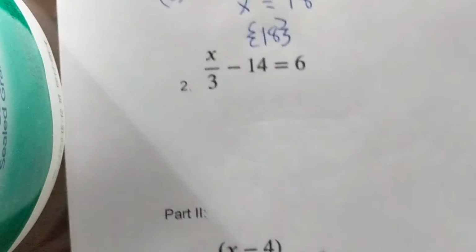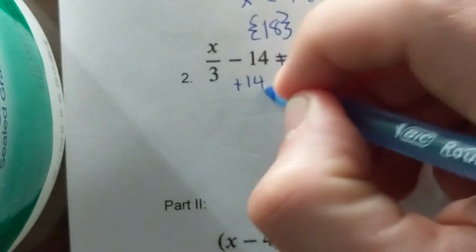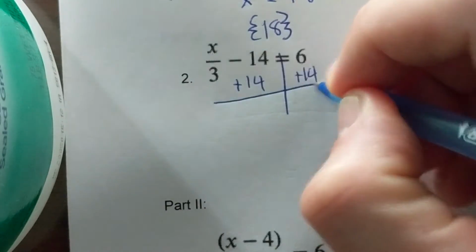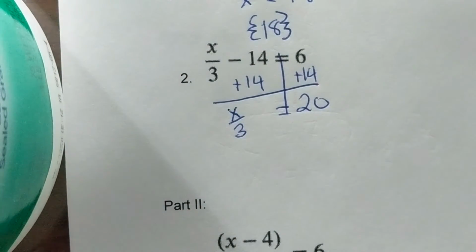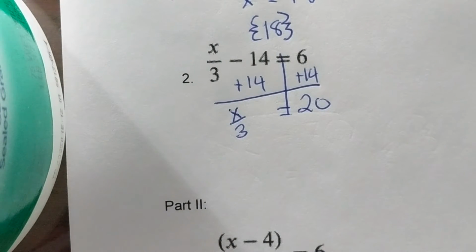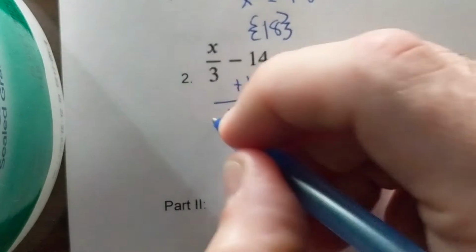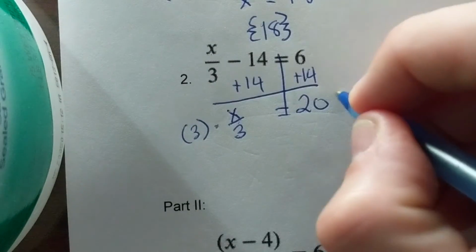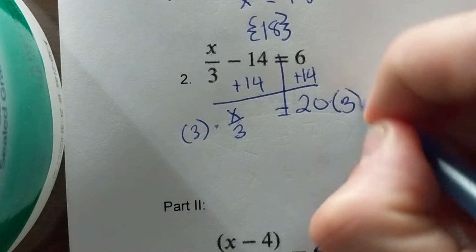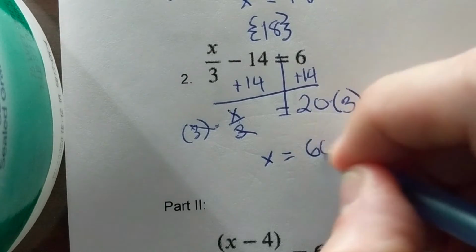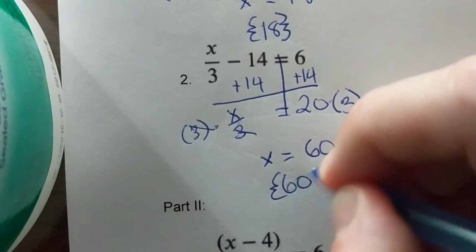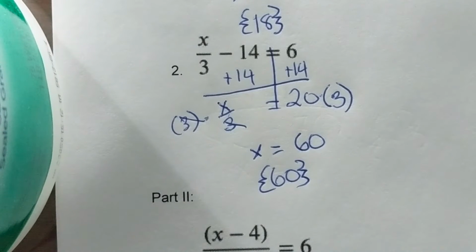Then, for number 2, we have x divided by 3 minus 14 equals 6. So same thing. I'm going to get rid of the constant term on the same side as the x, and we'll get x over 3 equals 20. Now, the opposite of dividing by 3 again is going to be to multiply by 3. So we're going to multiply both sides by 3. Those will cancel, so you'll be left with x equals 60. So 60 will be our final answer here. And then I've written that in set notation.